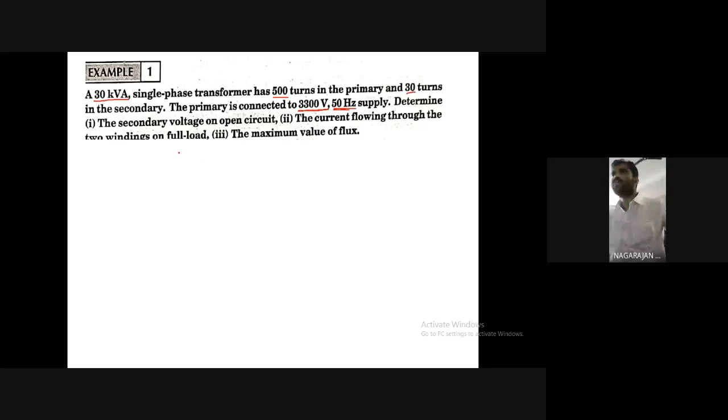The data to be determined are, first, the secondary voltage on open circuit, which is V2. V1 has been given, and we need to find V2. Second, the current flowing through the two windings on full load condition, in the sense that the transformer is assumed to be operating at full load. We need to measure the current at the primary side as well as the secondary side. And third, we have to find the maximum value of flux. So I'll write all those things.